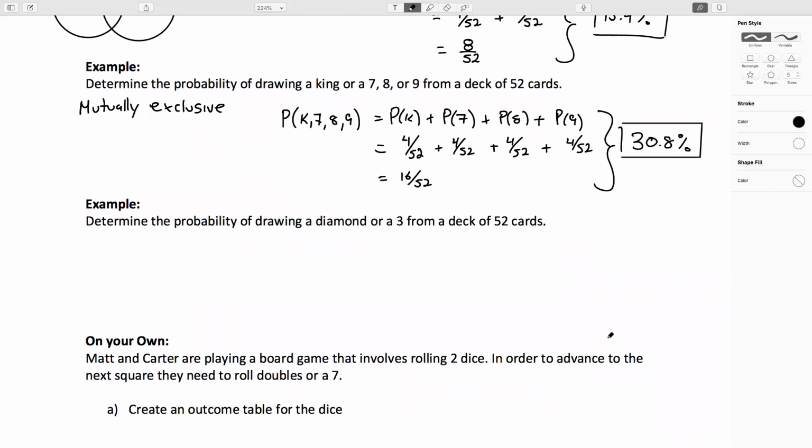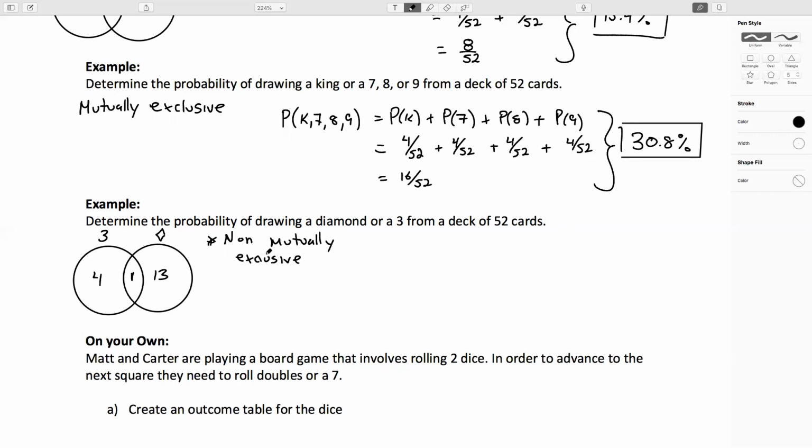Determine the probability of drawing a diamond or a 3 from a deck. So now, this time they are not going to be mutually exclusive. And to show you, let's do a Venn diagram. So here's our Venn diagram. One of these is going to be for a diamond, one of these is going to be for a 3. In the deck, there's 4 3s and there's 13 diamonds. However, the 3 of diamonds is both a 3 and a diamond. So there is actually one card that can be both. So because of this, these are non-mutually exclusive. They can both happen at once.